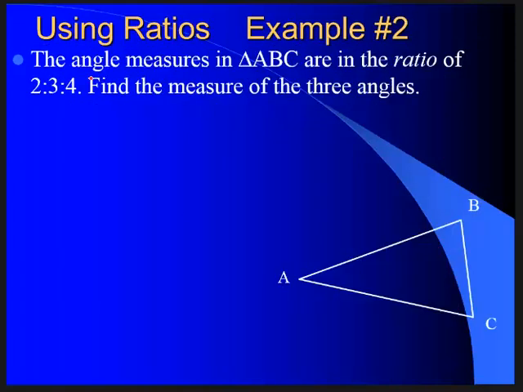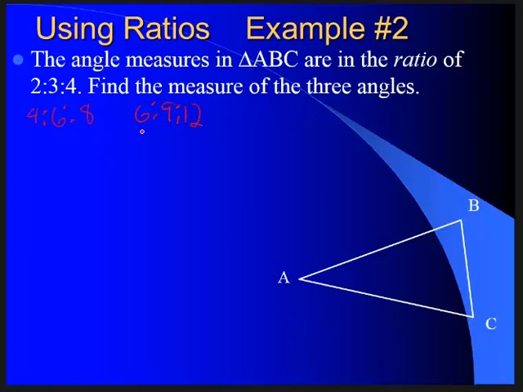The angle measures of triangle ABC are in the ratio of 2 to 3 to 4. Again, that doesn't mean that these numbers are 2, 3, and 4. It means that when reduced, it becomes 2, 3, and 4. So again, if I multiplied all these by 2, I would get 4, 6, and 8. If I multiplied them by 3, I would get 6, 9, and 12.